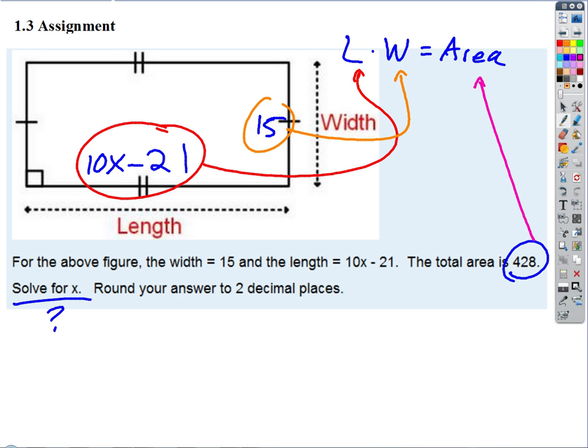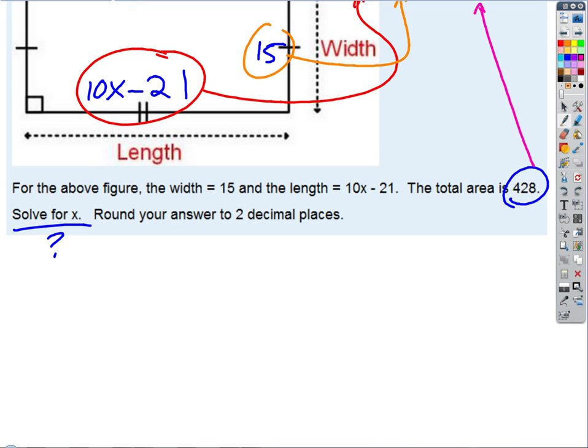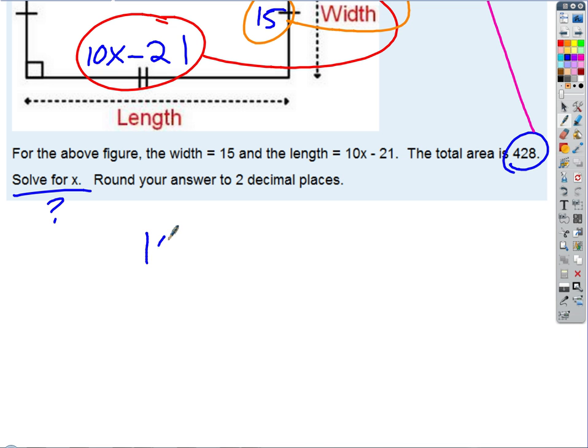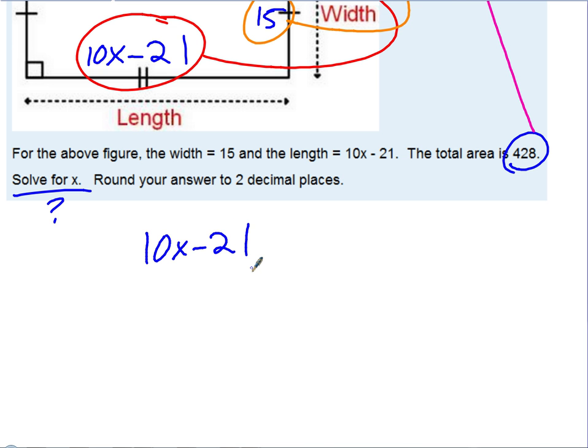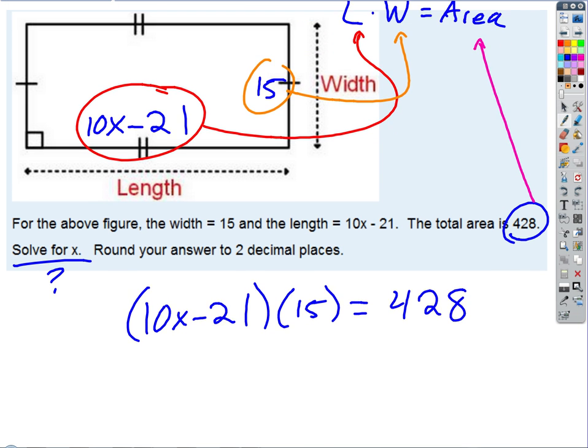Well, let's see. So we get 10x minus 21. Now, if I want to multiply that by 15, I have to write this down very carefully. What do I have to do? Got to have it in parentheses, because that's my length. It's all that stuff grouped together that is length. Times 15 equals 428, right? Now this becomes simple. This is just the same stuff we've been practicing. You've done this for years. What do we do to solve for x here? Okay, we'd want to distribute.